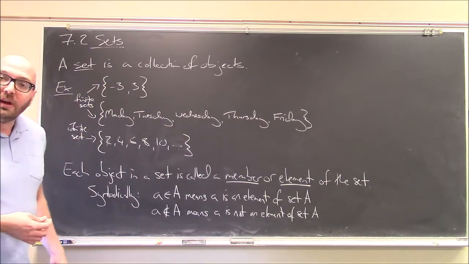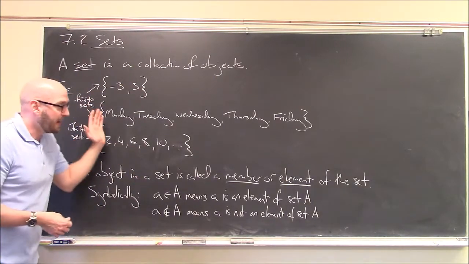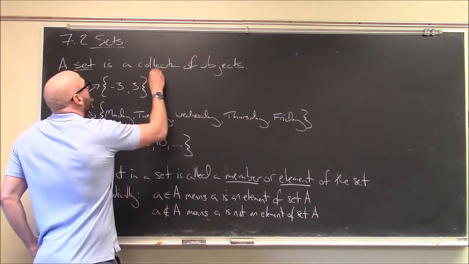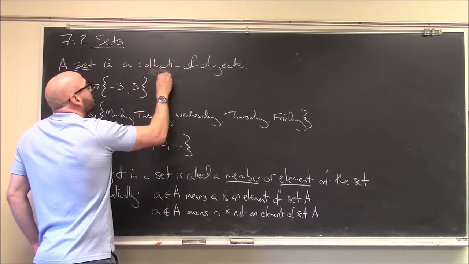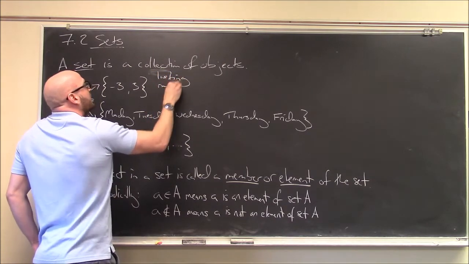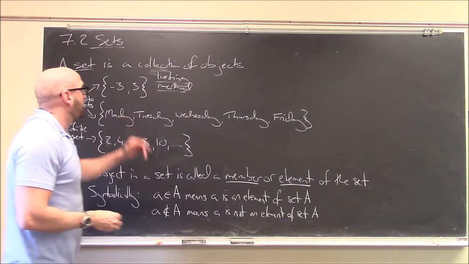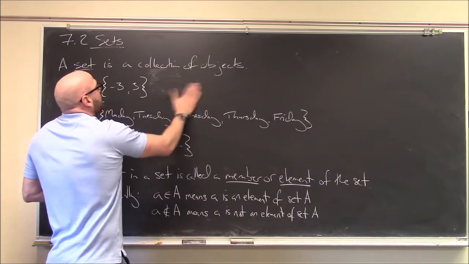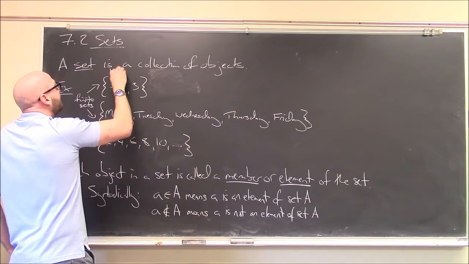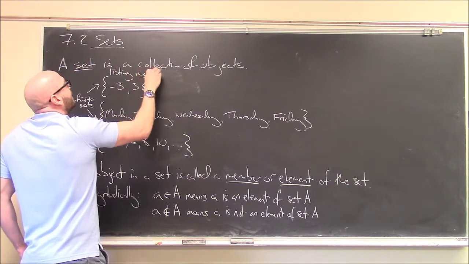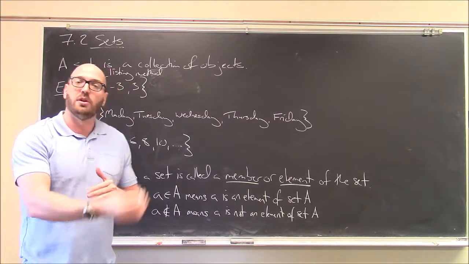Now there's 2 really common ways to describe sets. What I've given you here is usually called the listing method. I'm just listing out every single element in the set. So this is the listing method. But there's another way you can describe sets, and that's just by giving a rule that describes all of the elements in the set.